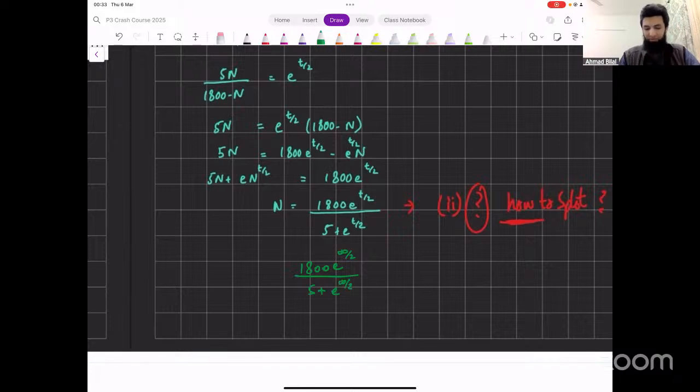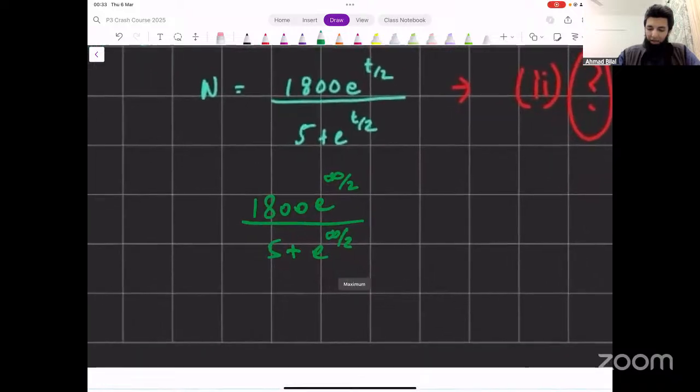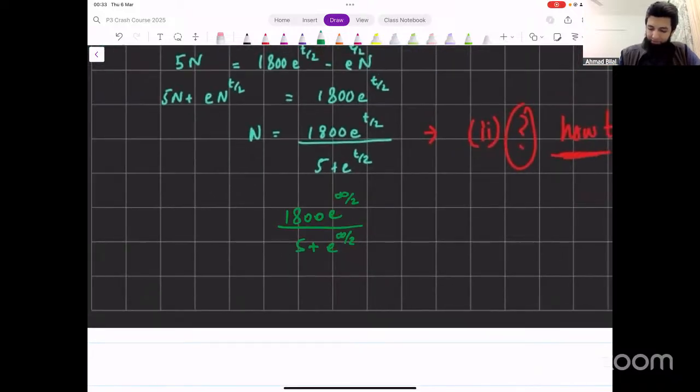Right? हाँ जी, अब देखें, e raised to power infinity over 2, that's an extremely large number, right? Now, in the numerator, that's getting multiplied by 1800. Denominator में आपके पास e raised to power infinity over 2 है. Again, that's an extremely large number. But then you have 5 added to that. Okay.